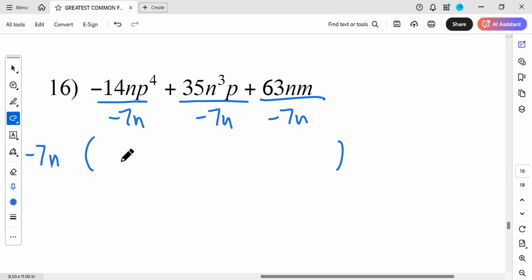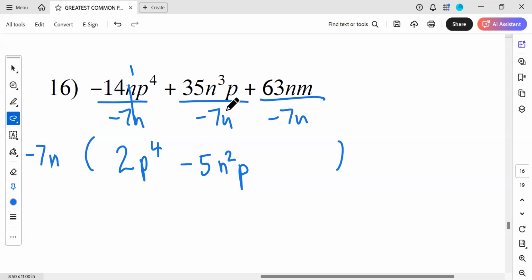Negative 14 over negative 7 is going to be 2. What happens to n over n? Cancels to become a 1. Then this is going to be p to the 4. 35 over negative 7 is going to be negative 5. N to the third over n is going to be, and then the p just comes down by itself.